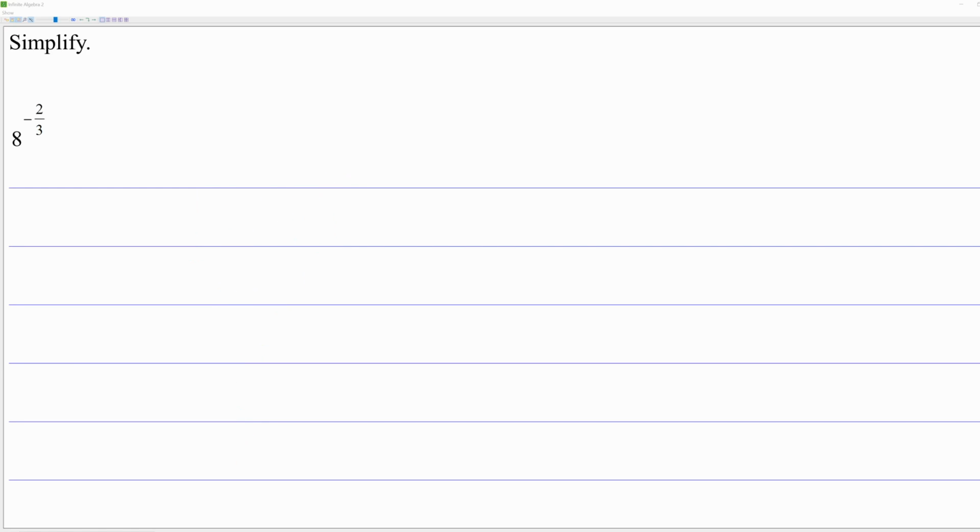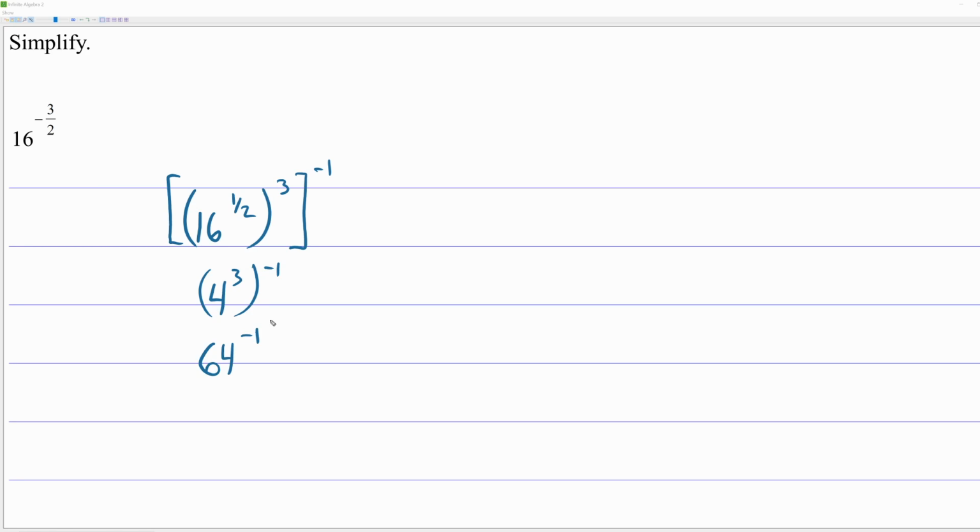Okay, I think I have one more problem here. So same thing. We have 16 to the 1/2 power, which means the square root. We're going to raise that to the 3rd power and raise that to the -1 power. So 16 to the 1/2, that means the square root of 16, which is 4. 4 to the 3rd, that's 4 times 4 times 4, which is 64. And then 64 to the -1 is 1/64.